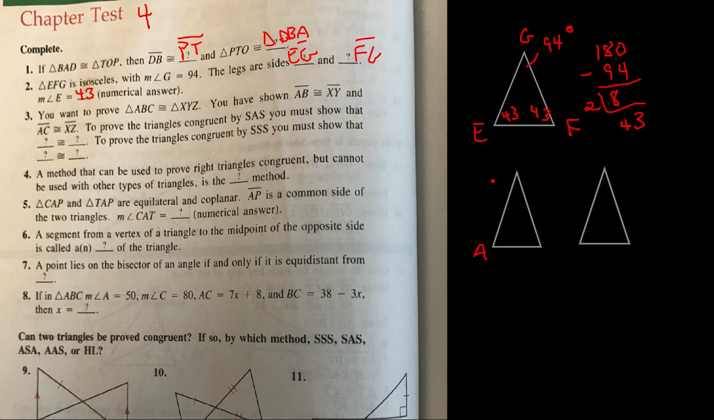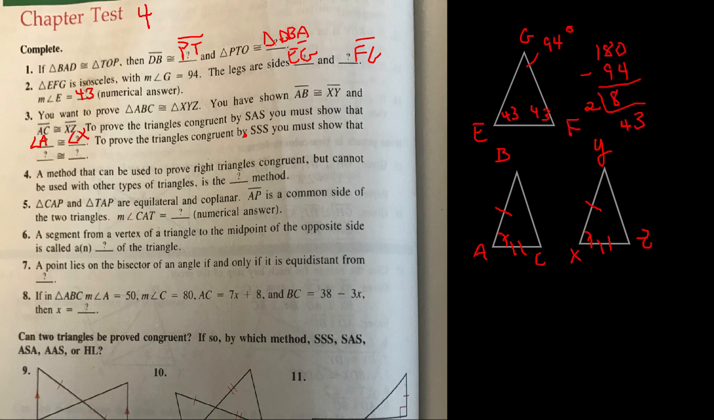Okay, so we have ABC, and we have triangle XYZ. And they're telling us we want to prove they're congruent. You have shown that AB is congruent to XY, and AC is congruent to XZ. So we have this. To prove the triangles are congruent by side, angle, side, you must show, we could do either way, really. We could show that angle A is congruent to angle X. That's one way you can do it. Or you could do angle C is congruent to angle Z. No, you couldn't. This is the only way you can do it, side, angle, side.